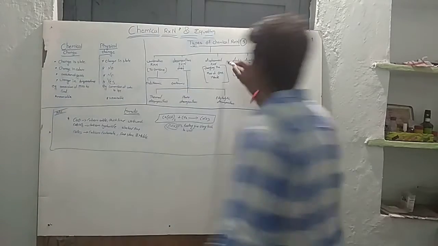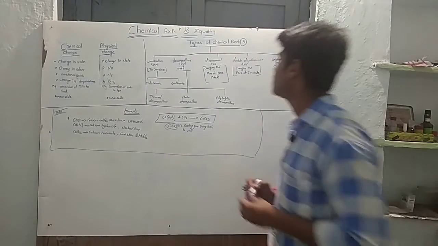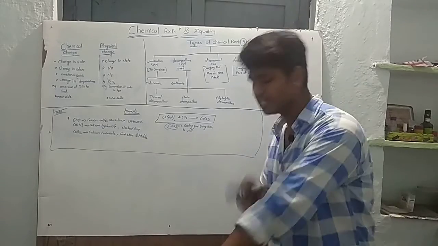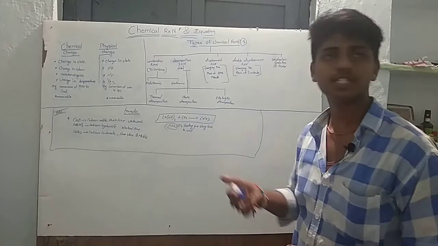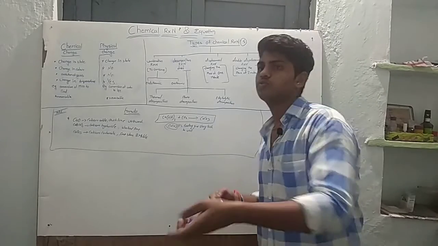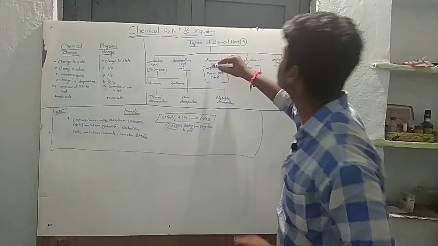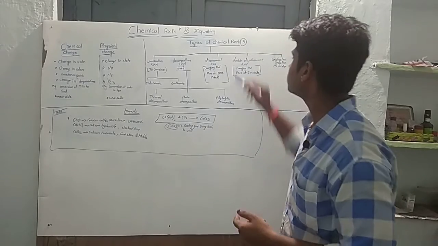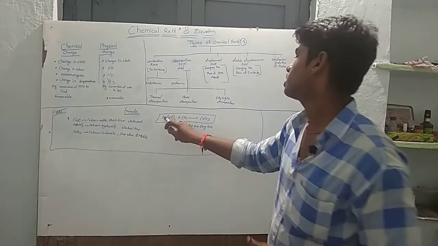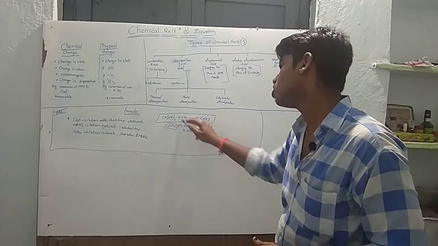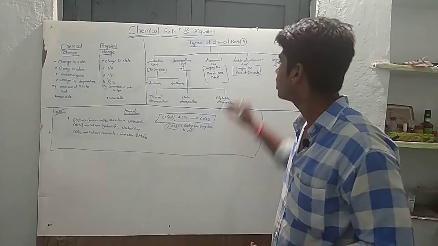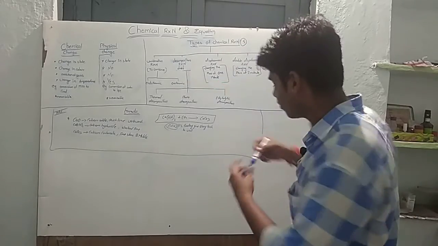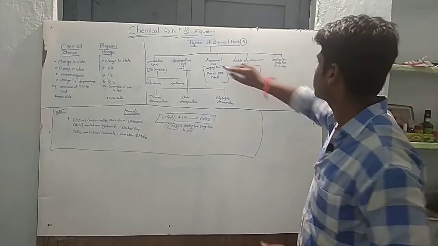Then we will see the displacement reaction. Displacement in physics mainly means change in the position of an object in its direction. But here displacement means changing the places of the compound. See how this OH in Ca(OH)2 is replaced by CO2, forming CaCO3. So this is one type of displacement reaction. Here this compound is changing.